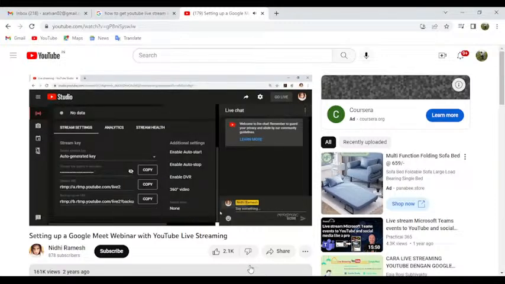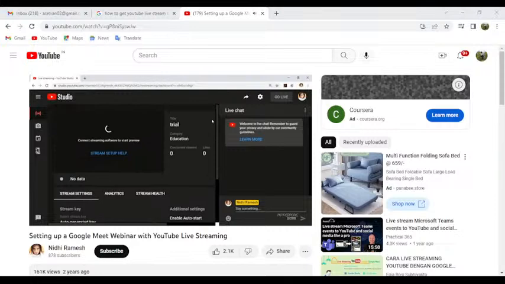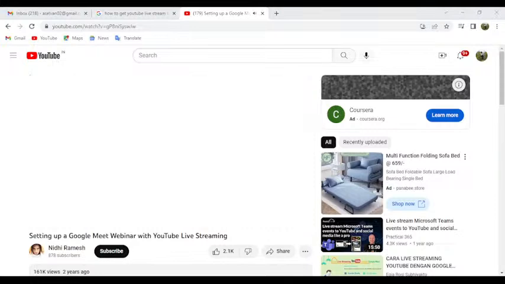Now if you go back to YouTube Studio, you will see a video is being uploaded to YouTube server and you can preview it. When you are ready to go live, you can press on the Go Live button on the top right.